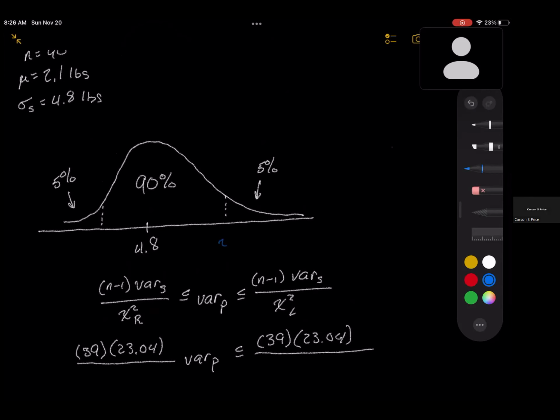And for the chi-square right value, this isn't actually the distribution of the chi-square values, but for illustrative purposes, here's the scenario. I'm looking for the chi-square left value and the chi-square right value. The chi-square left value has how much area to the right of it? My table gives me areas to the right of critical values underneath the chi-square distribution. So the chi-square left value has 90 plus 5, so 95% of the area to the right of it.